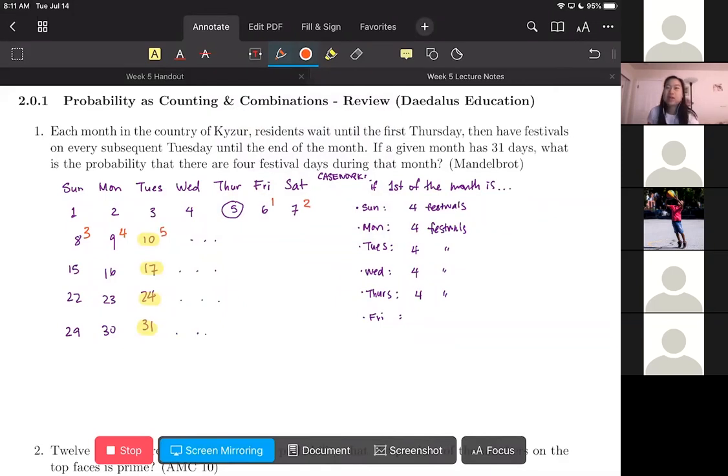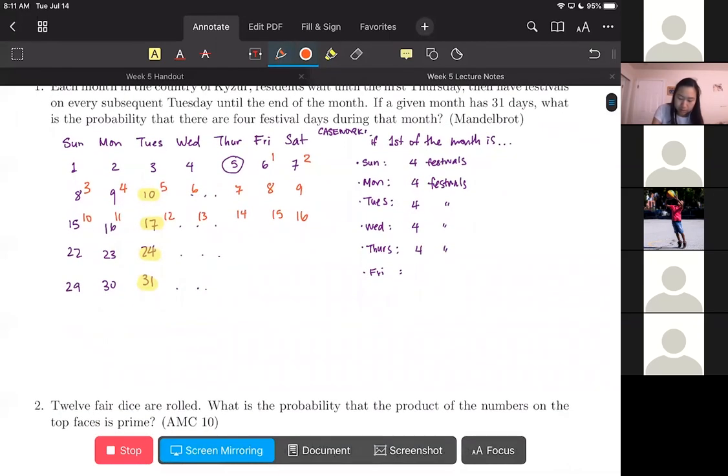So someone who said 3, do you want to explain why 3? Sure. So it says in the problem that they have to wait until the first Thursday before they start doing the festivals on Tuesday. So since it would be on Friday, then the next week they would have to wait until Thursday to go, and then there will only be 3 Tuesdays left after that. Yeah, that's right. So I'm going to just use the orange to show that. So basically, if the first day is a Friday, actually, instead of using orange, let me just write a new calendar. It might be easier to see.